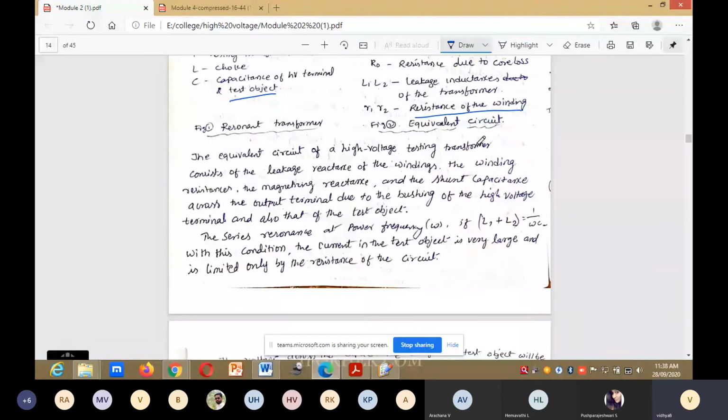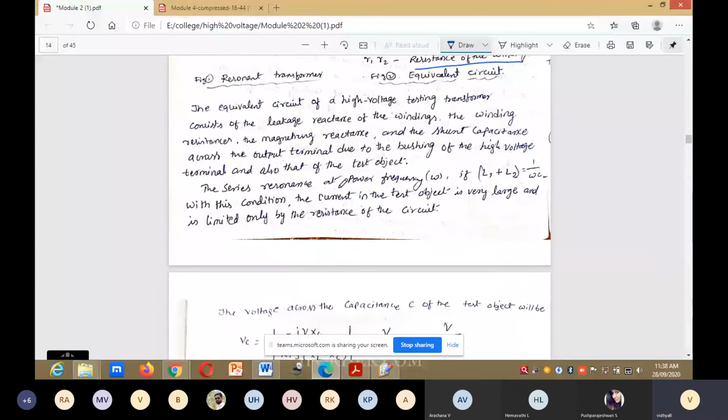This is the equivalent circuit of the high voltage testing transformer. It consists of the leakage reactance of the windings, the winding resistance, the magnetizing reactance, and the shunt capacitance across the output terminal due to the bushing of the high voltage terminal and also that of the test object.